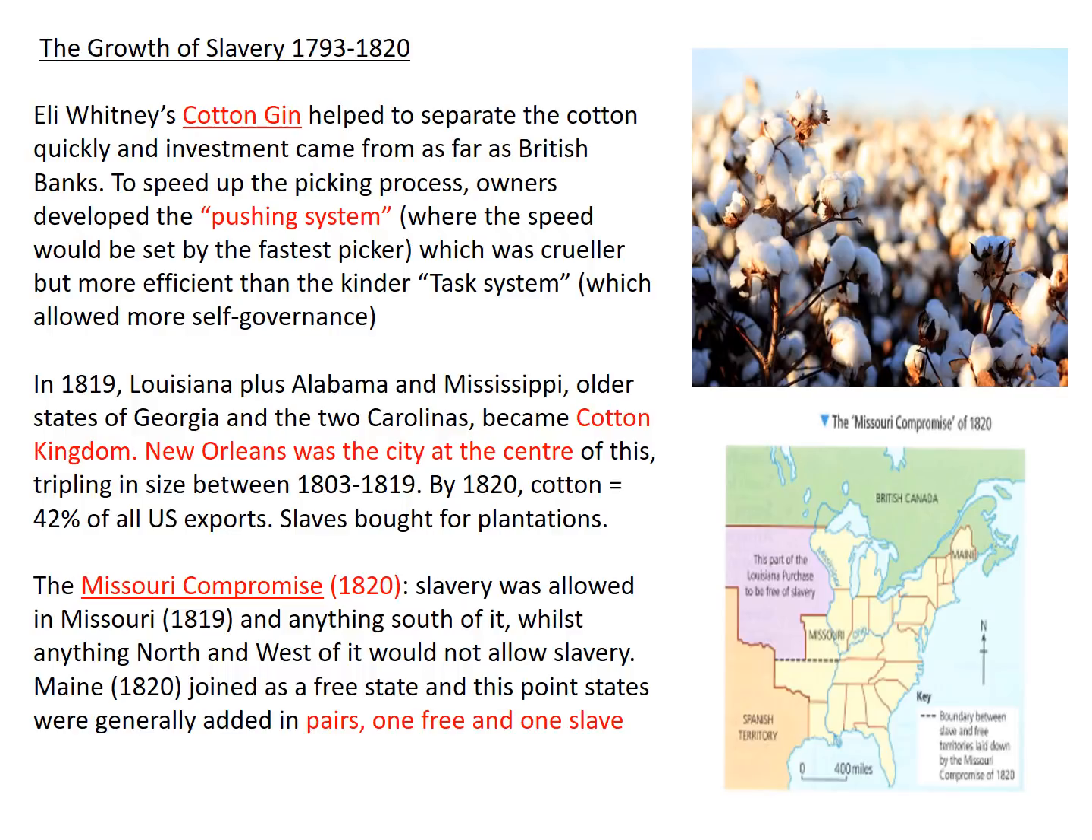Slavery really helps this area known as the Cotton Kingdom. So that's those southern slaves, those deep south states. We got New Orleans at the center of this, tripling in size. Cotton becomes 42% of all US exports, and slaves are brought in for the plantations.